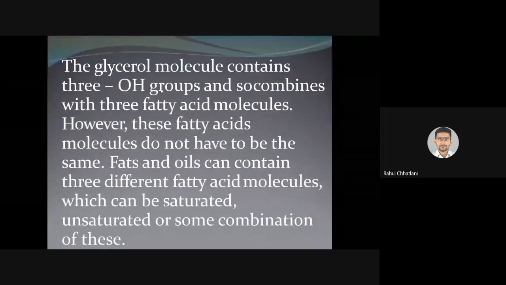Now fatty acids are of different types. They can be saturated, they can be unsaturated. We saw the list also. It is not necessary that all three are the same. It is not necessary that if one is saturated, the other must also be saturated. The second can be unsaturated, the third can be again saturated, or a combination. Fat and oil can contain 3 different fatty acid molecules, which can be saturated, unsaturated or a combination. The glycerol molecule is one and fixed.